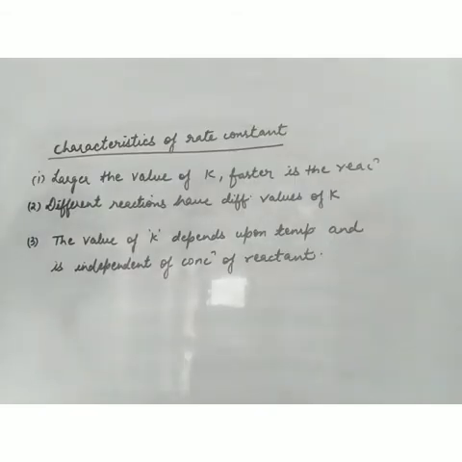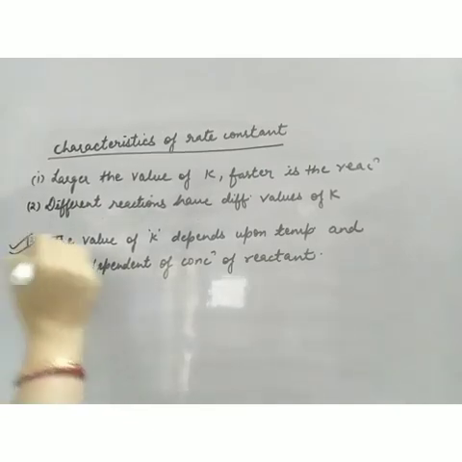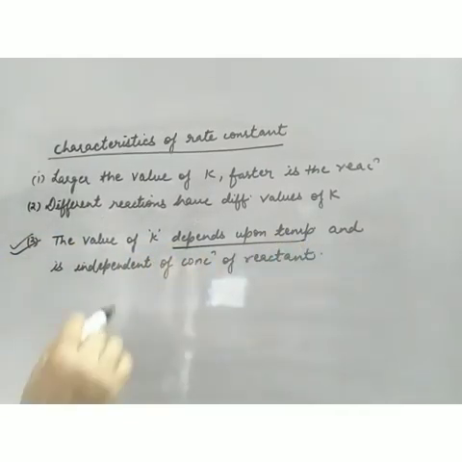Okay, now let's discuss the characteristics of this rate constant. Larger the value of K, faster is the reaction. This K is experimentally measured, so different reactions have different values of K. And the value of K depends only on temperature. This is the most important point: it depends only on temperature, and K is independent of the concentration of reactant.